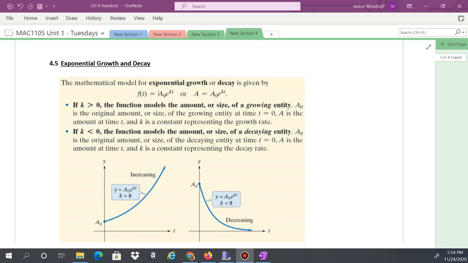In the models, this is what you have here. So A sub 0 means the initial amount. It just means the amount at the beginning. E, that's your exponential growth. K is the growth constant or the decay constant. So if it's positive, it's growth. If it's negative, it's decay. T is time.